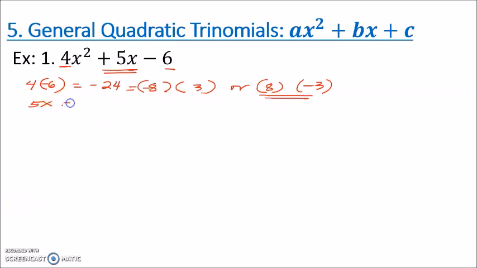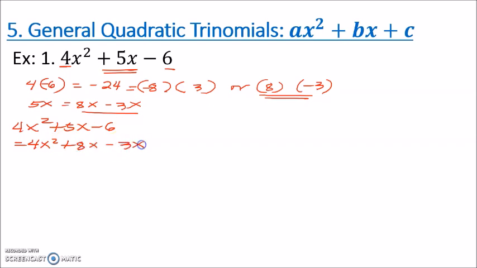Alright? So, we have 8x minus 3x. It makes sense kasi 5x is equal to 8x minus 3x. Diba? 8 minus 3 is really 5. Okay? Therefore, we are going to rewrite this. Okay? Yung 5x, papalitan natin ng 8x minus 3x. So, that becomes 4x squared plus 5x minus 6. Kinopya lang natin yan. This becomes 4x squared. Then, instead of 5x, ilalagay natin ito. Plus 8x minus 3x. And then, we have minus 6.